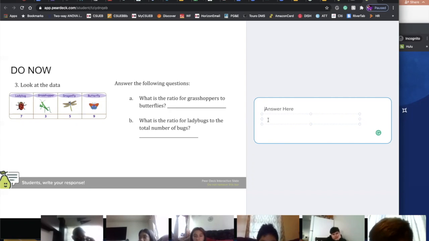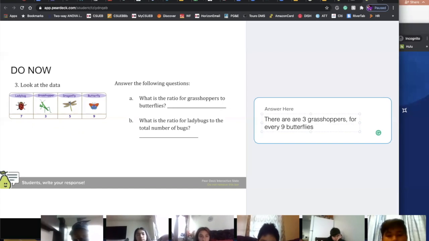There are 3 grasshoppers. And then this is where you're going to need to know the ratio word. It starts with an F. For every 9 butterflies. That is amazing. Great job. There are 3 grasshoppers for every 9 butterflies.